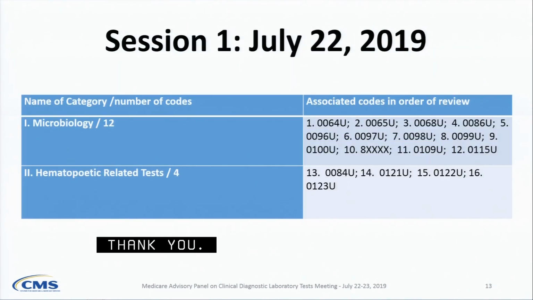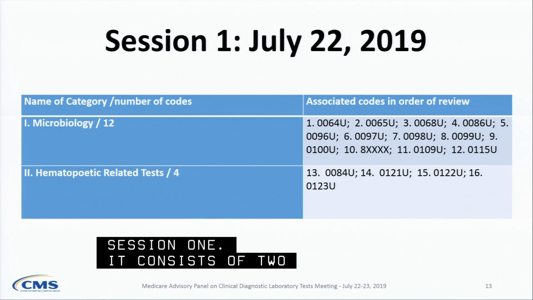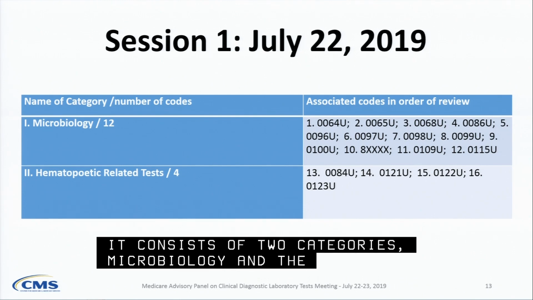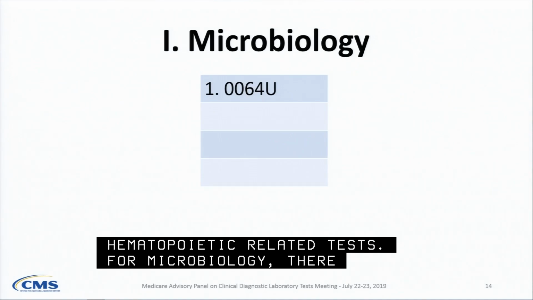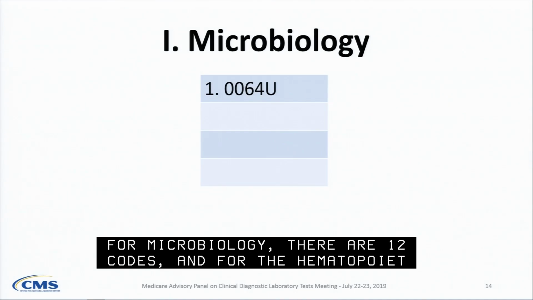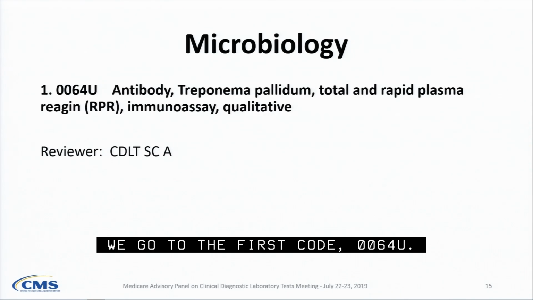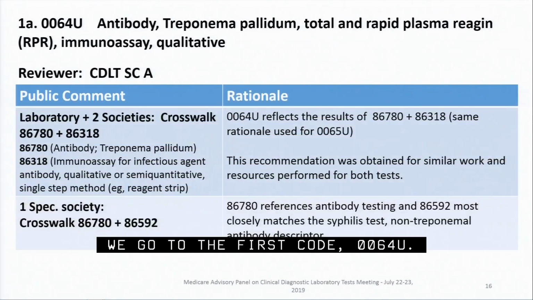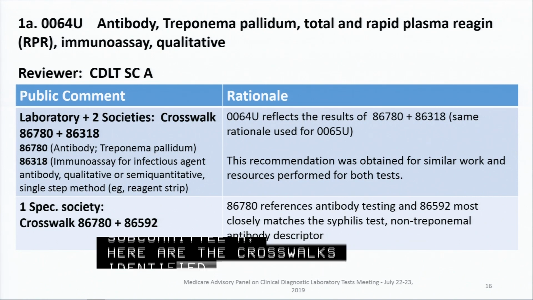So what I'd like to do is go to session 1. As you can see in the first slide, it consists of 2 categories, microbiology and the hematopoietic-related tests, and for microbiology, there are 12 codes, and for the hematopoietic-related tests, there are 4. So we're going to go to the first code, which is 0064U, and this is a treponema-pallidum-related test. It was reviewed by Subcommittee A. Here are the crosswalks that were identified from a single lab, plus 2 societies who gave comments. I'm going to turn this over to Subcommittee A.